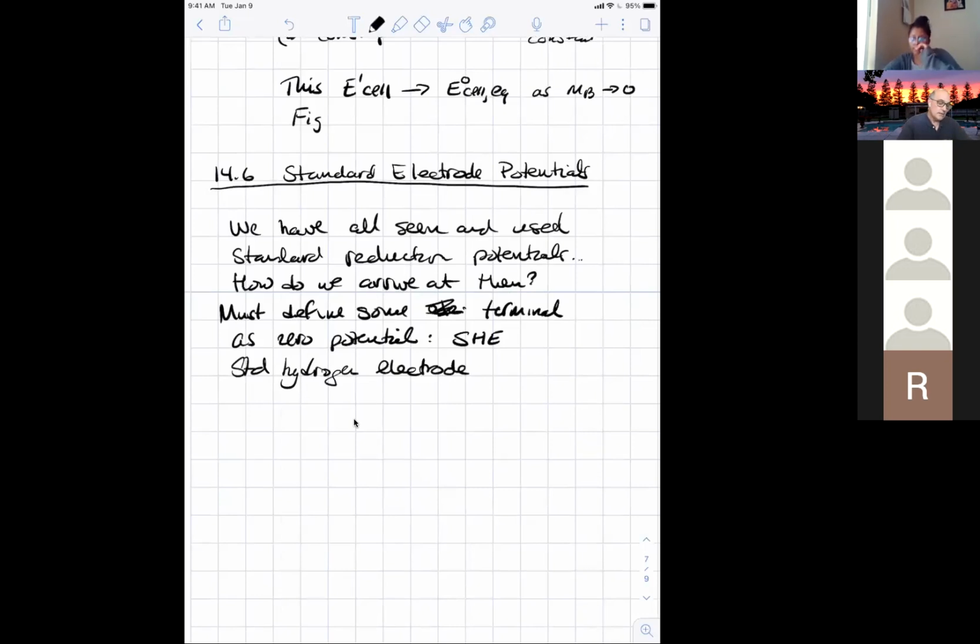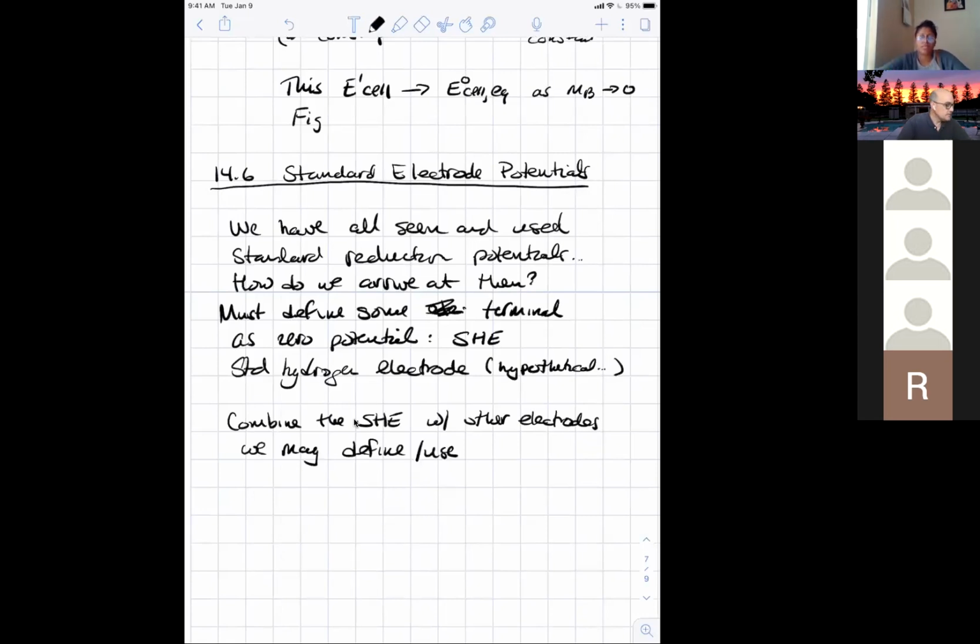right? And this is still a hypothetical electrode, right? Because it deals with standard states, so it's going to be a hypothetical electrode. But if we combine the standard hydrogen electrode with other electrodes, of course, we may define or use the electrode potential.